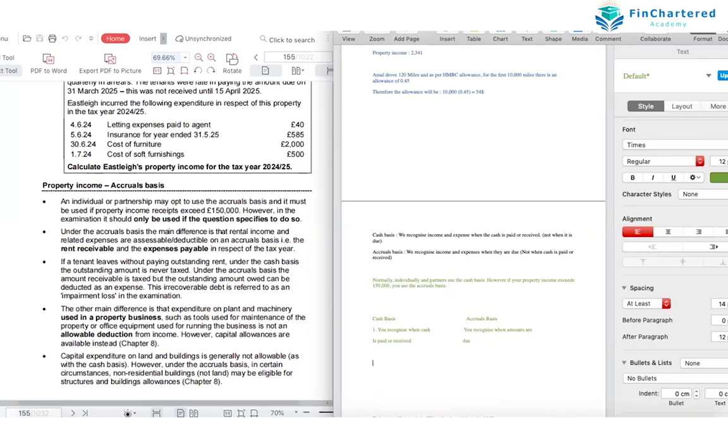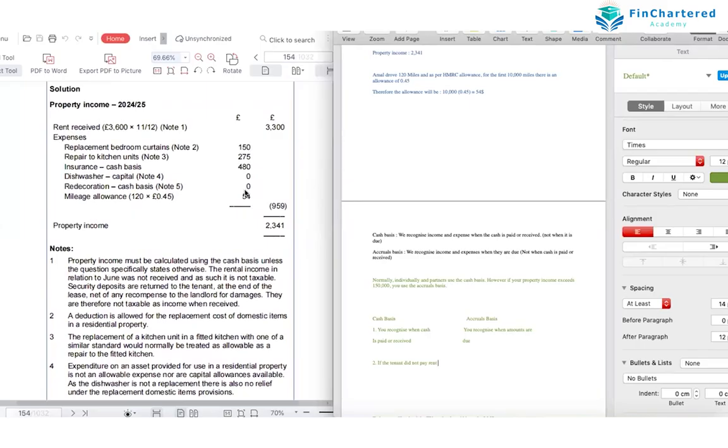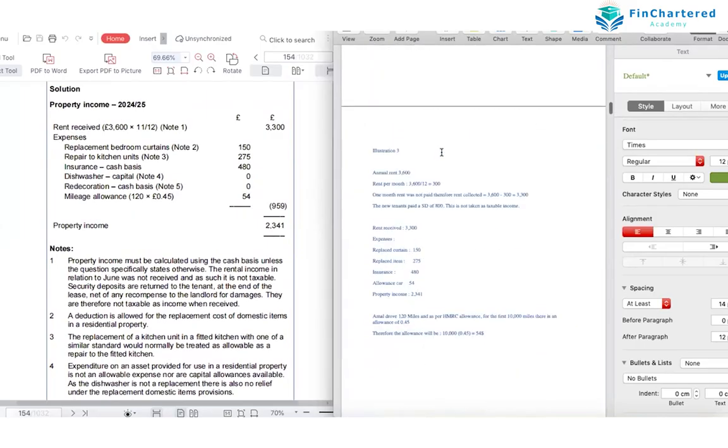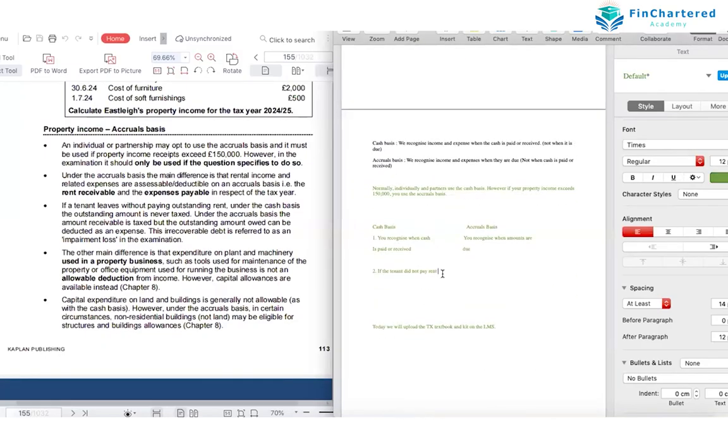The second difference is, again, in cash basis, if the tenant did not pay rent, like in case of Amal, the $300 we had not received from the tenant, 1 month rent we had not received, so we did not tax it. So in case of cash basis, if the tenant did not pay the rent, we don't tax it. For example, in Amal's case.